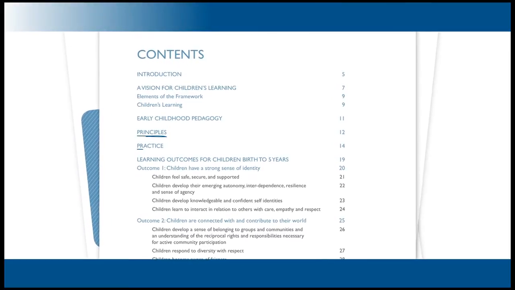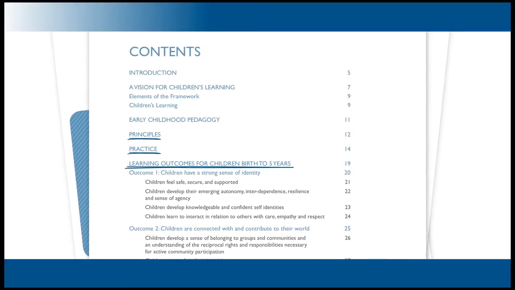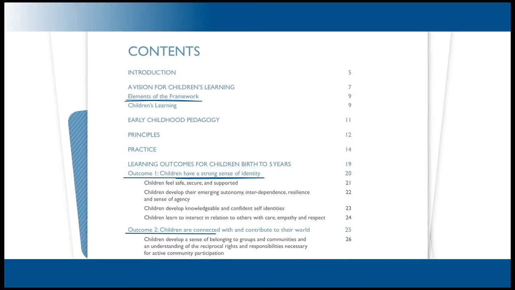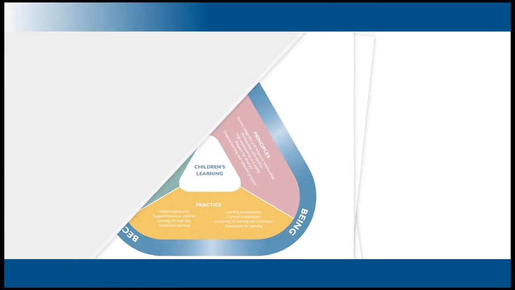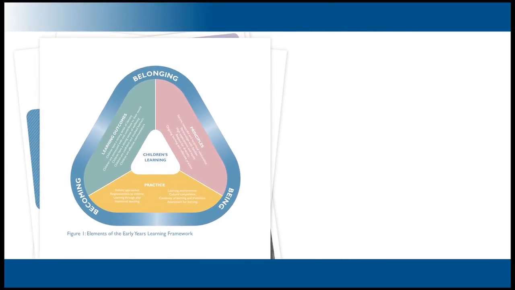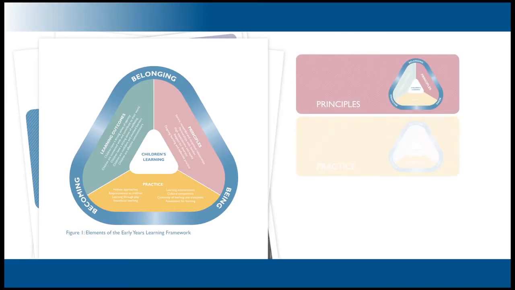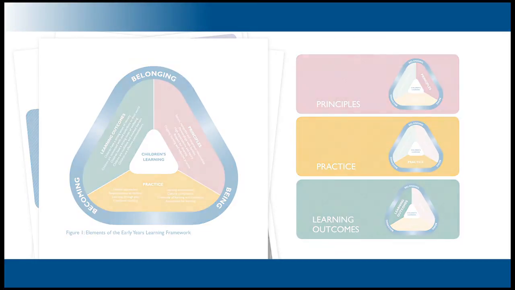Identify the level of headings. Indicate that the main headings give an overview of the main parts of the document. And the subheadings indicate what the detail in the document is about. Some documents, such as the Early Years Learning Framework, use different colours to break up different information. In this example, principles are pink, practice is yellow, and learning outcomes are green. So long as learners understand this colour coding concept, they should find it easier to access the information.